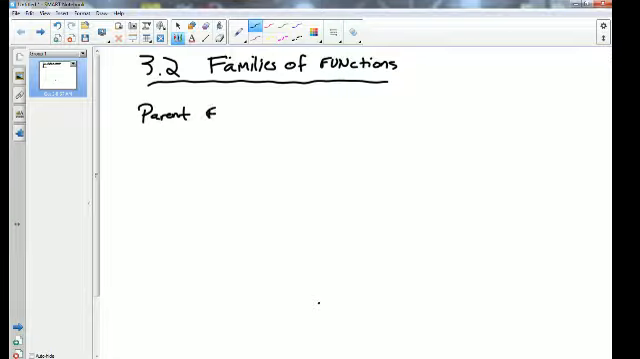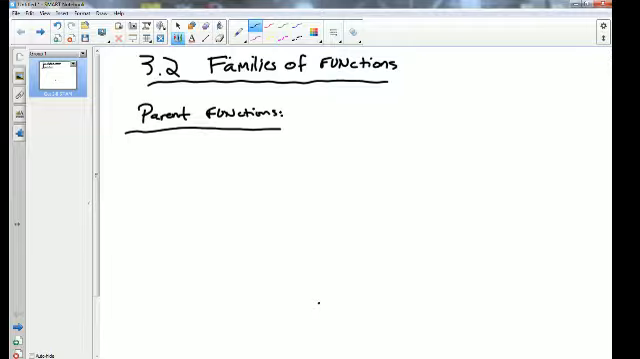So we will start with the parent functions. Basically what you're doing here is, it's probably best to just have these memorized. And most of you will have most of them memorized already. But there's like 6 or 8 different graphs that you'll want to know, and then all you do is adjust them side to side, up and down, make them wider, skinnier, based on the criteria.